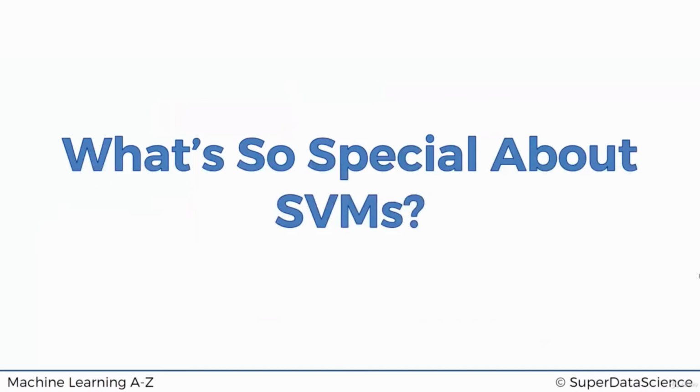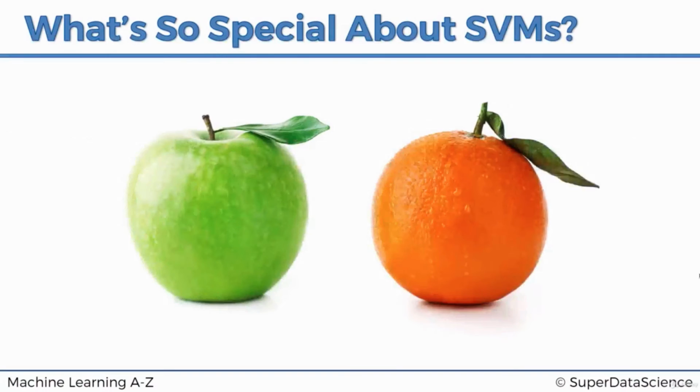And the question is, what's so special about SVMs? Why are they so popular, and why are they different to other machine learning algorithms? That's exactly what we're going to talk about right now. So imagine you're trying to teach a machine how to distinguish between apples and oranges, how to classify a fruit as either an apple or an orange.